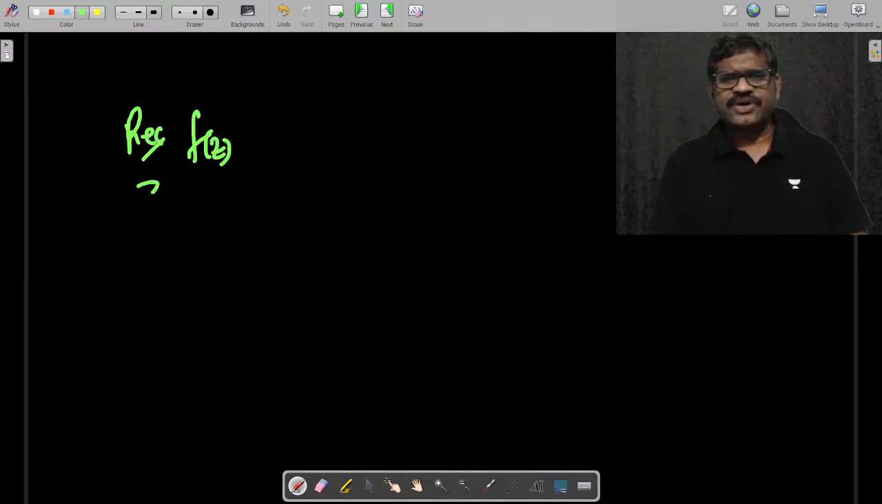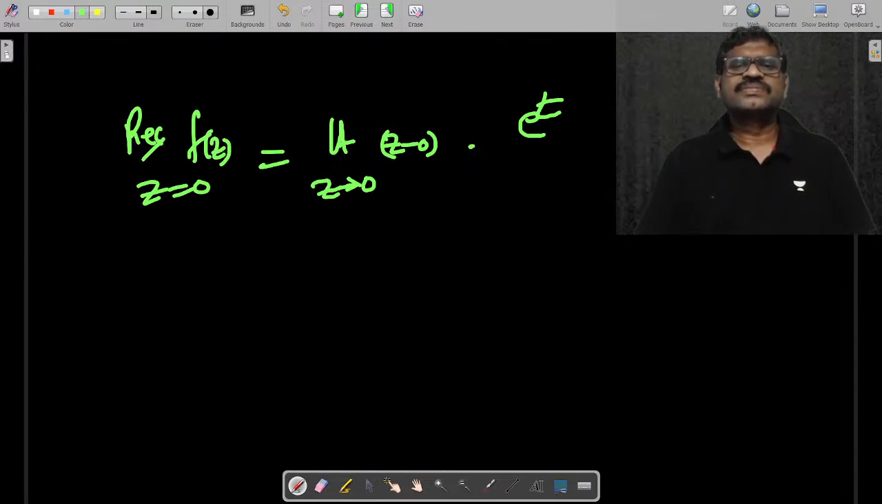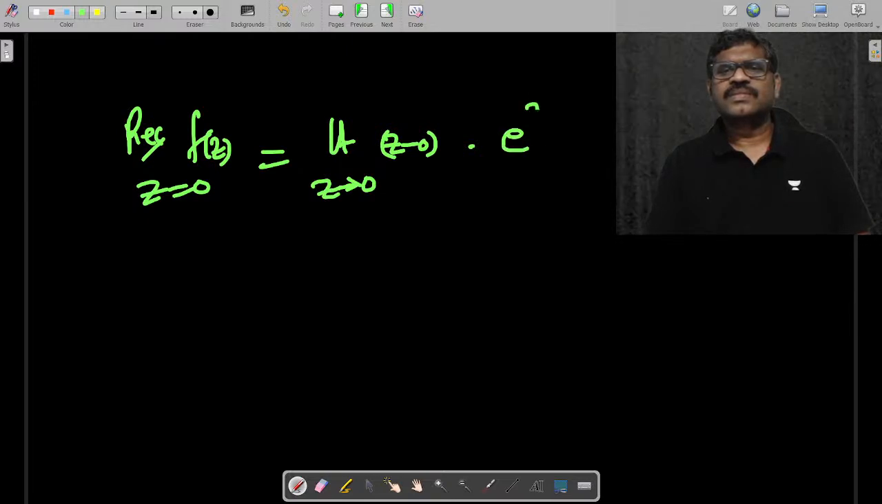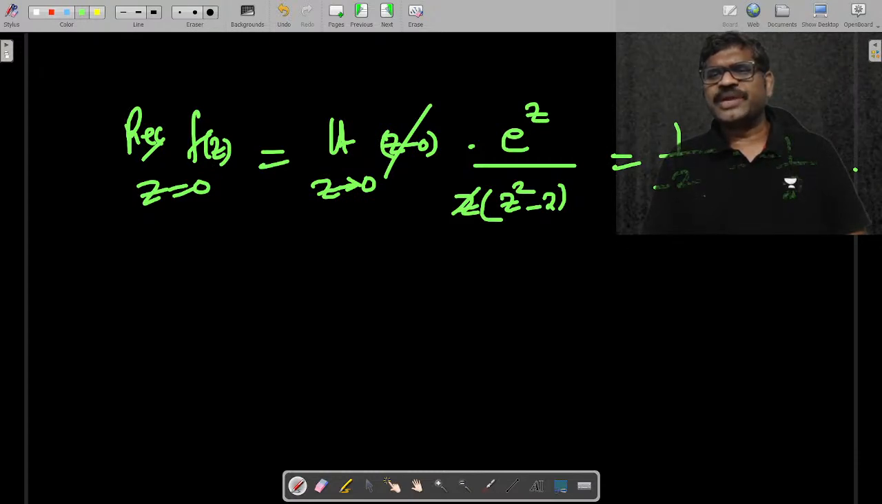The residue of f(z) at z equal to 0 is limit z tends to 0 of (z minus 0) into e^z by z^3(z^2 minus 2). Z cancels. When z is tending to 0, e^0 is 1, and 0 minus 2 is minus 2. So minus 1 by 2.